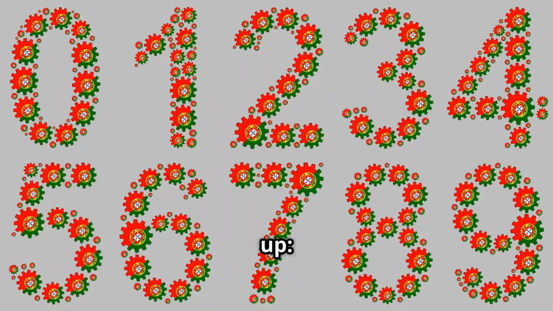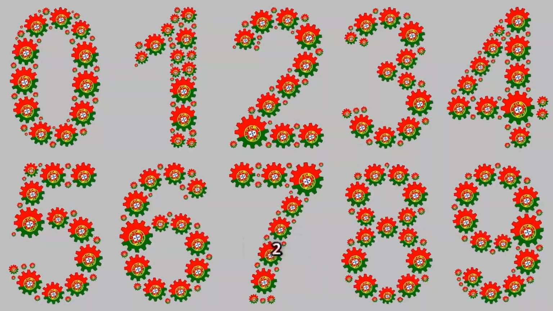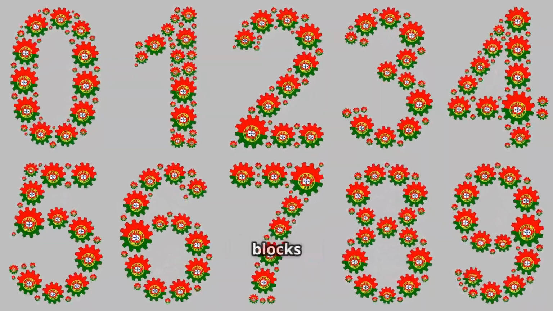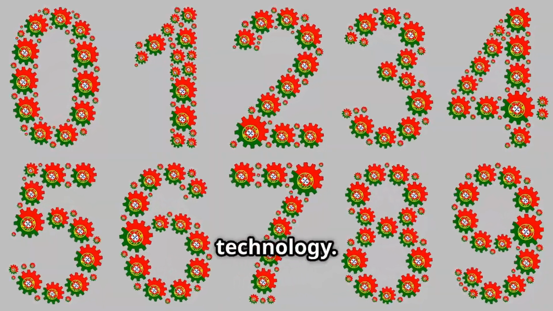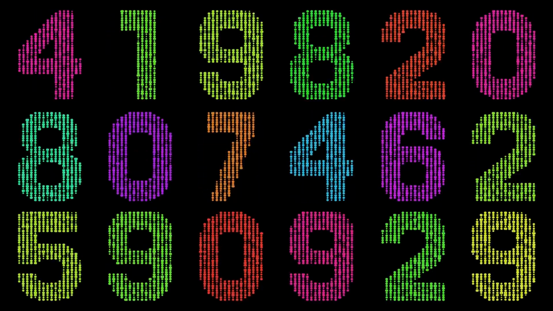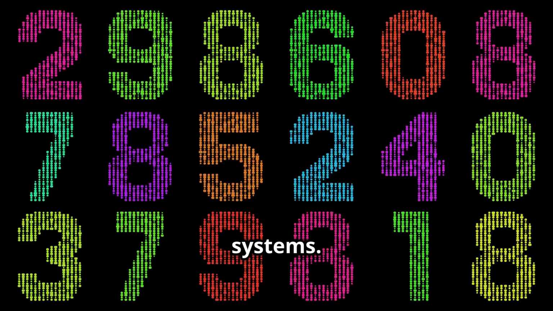To sum it up, a prime number has exactly two factors, 1 and itself. 2 is the only even prime number. Prime numbers are the building blocks of all numbers. They're important in math, science, and technology. Now that you know what prime numbers are, you'll start noticing them everywhere. In patterns, puzzles, and even the internet security systems.